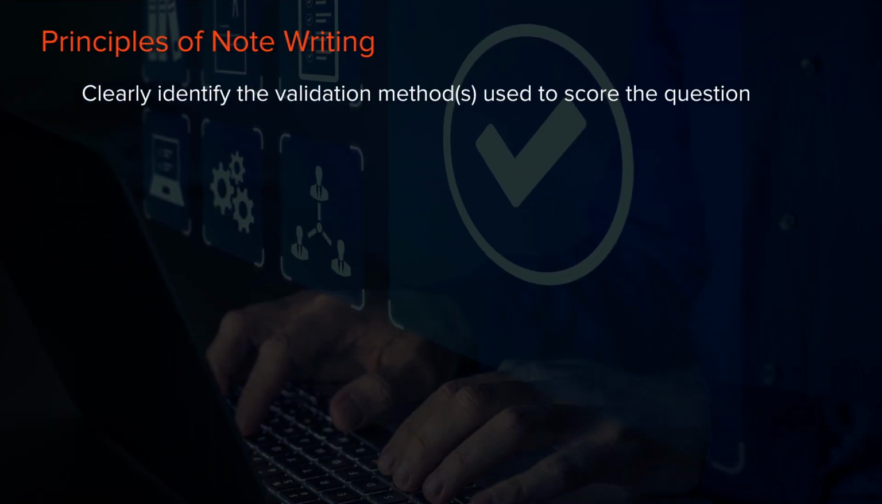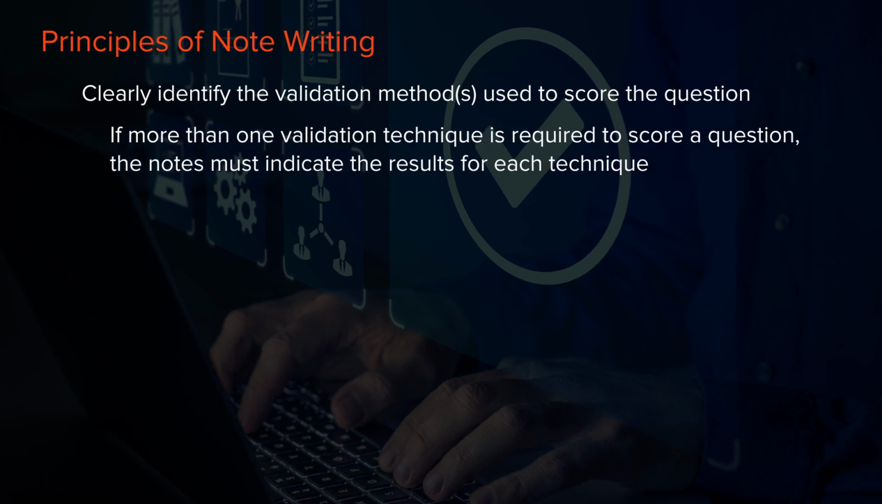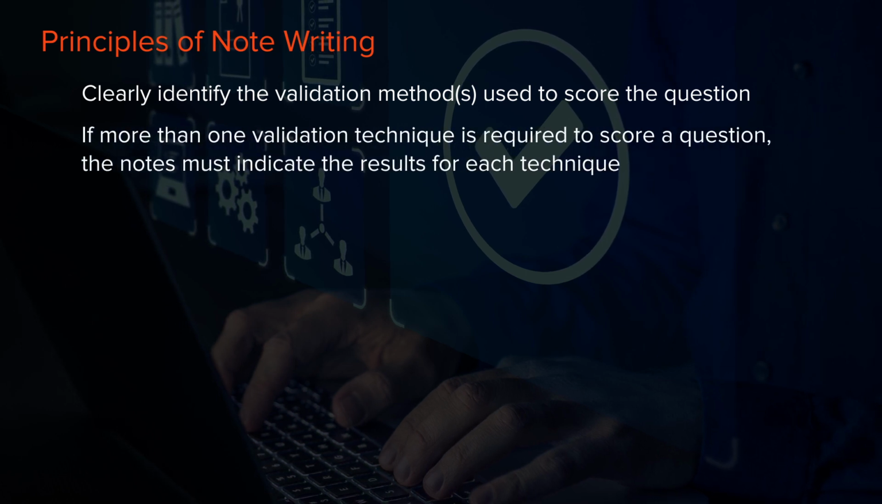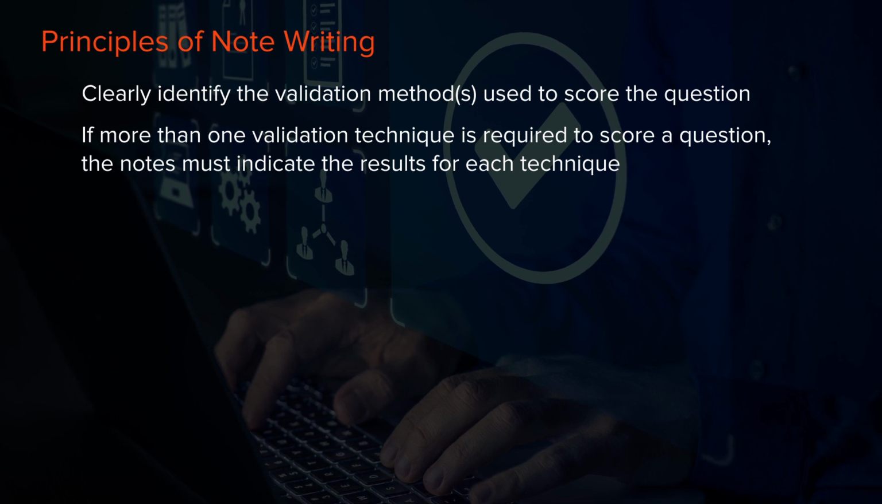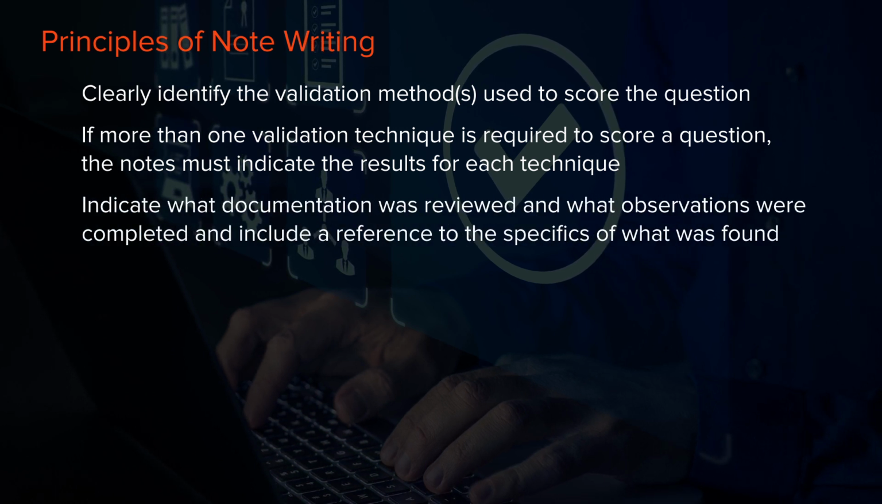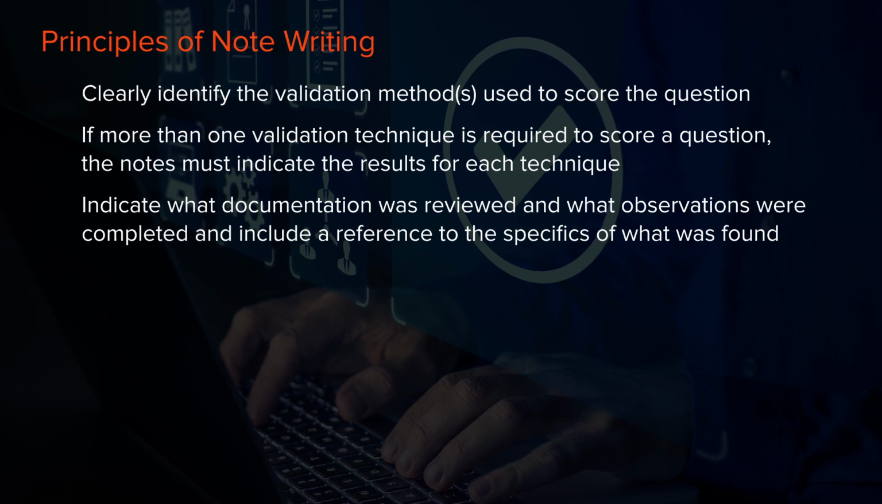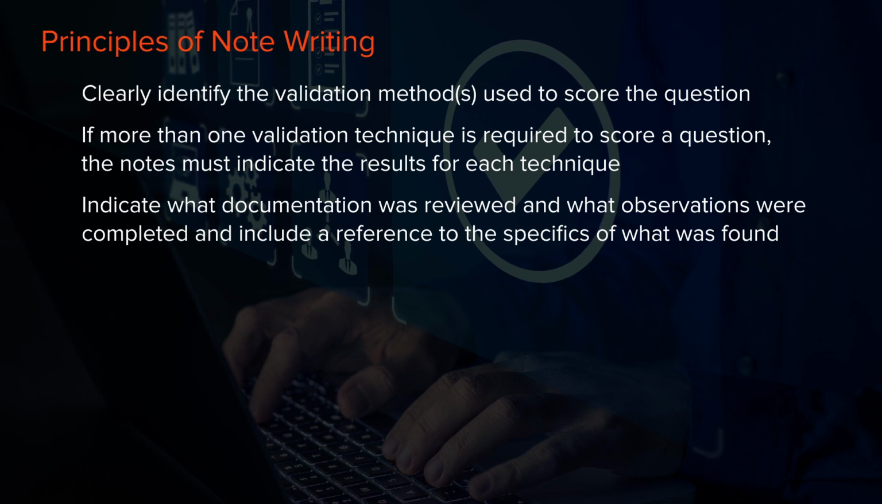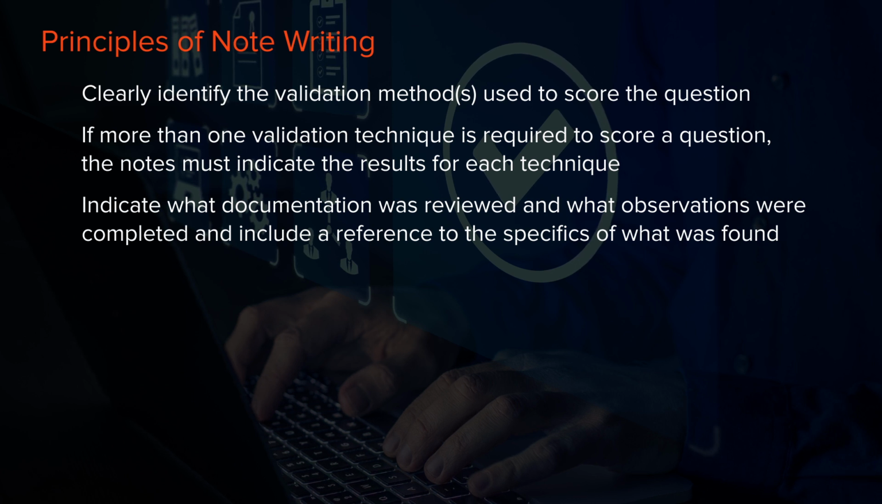Clearly identify the validation method or methods used to score the question. If more than one validation technique is required to score a question, the notes must indicate the results for each technique. Indicate what documentation was reviewed and what observations were completed and include a reference to the specifics of what was found. Quantification, example 8 out of 12, must be included to show how the percentage and scores were determined for documentation and observation validation techniques.